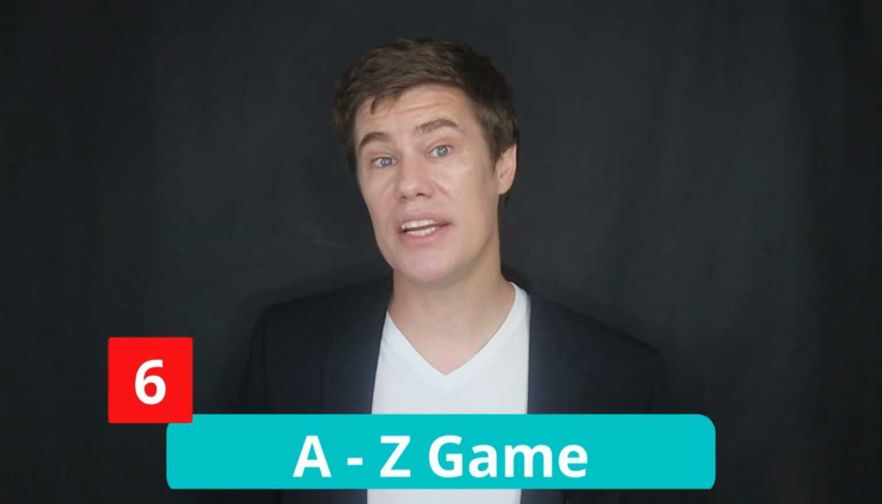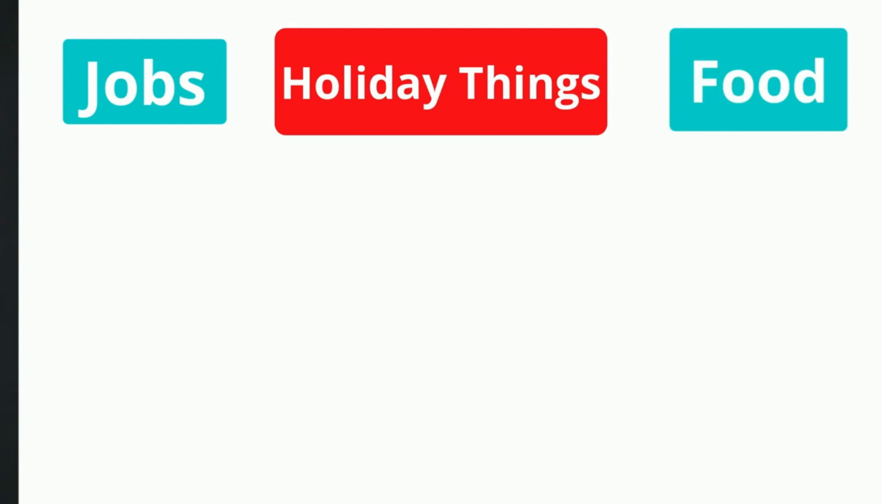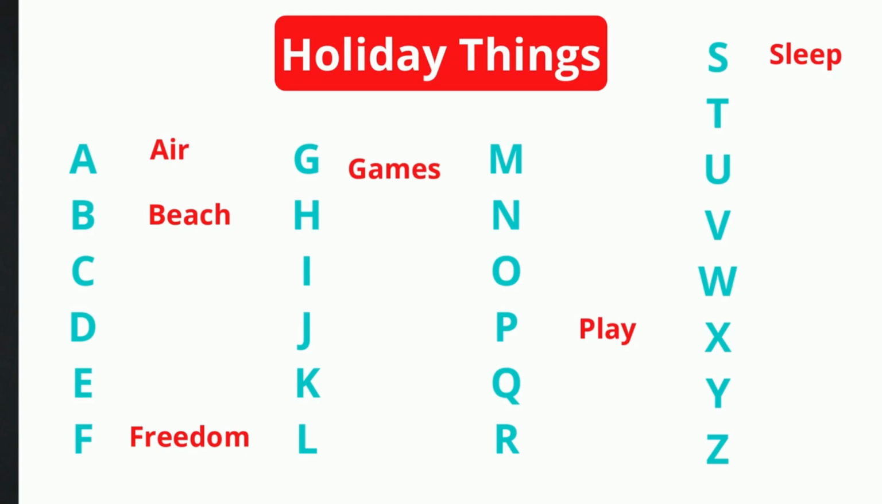Alternatively, write a question on the board, but this time scramble the letters of each word. A to Z game. Give students a theme. Jobs, things you take on holiday, food. Write the letters A to Z on the board. The student must race to write an appropriate word next to each letter of the alphabet.